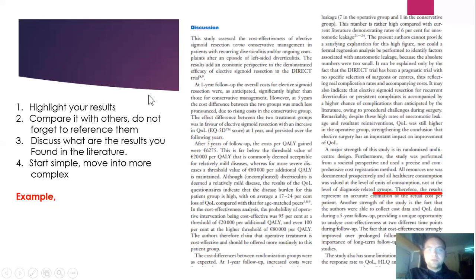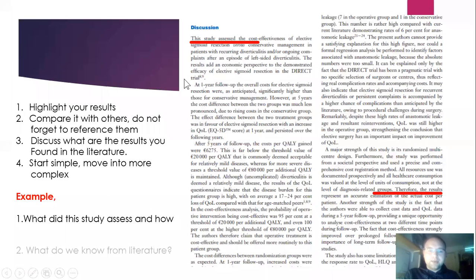So let's see here an example. What did the study assess and how? That's kind of how I think. The study assessed the cost effectiveness. So in the first paragraph, they almost say what the study is about, what they assessed, how they assessed it, and what they called it. And then they say about the follow-up. And here comes the second: what did we know from the literature?